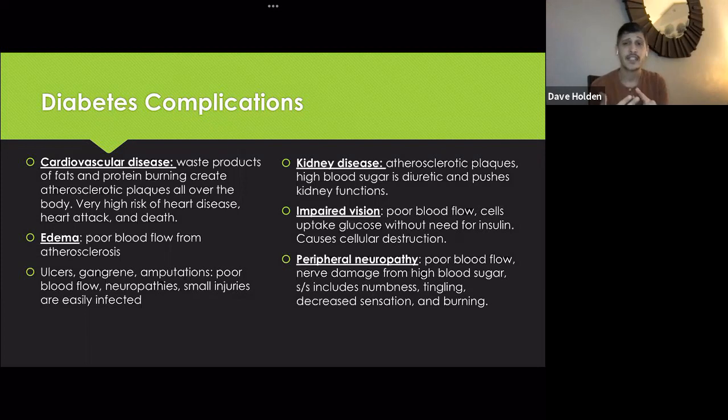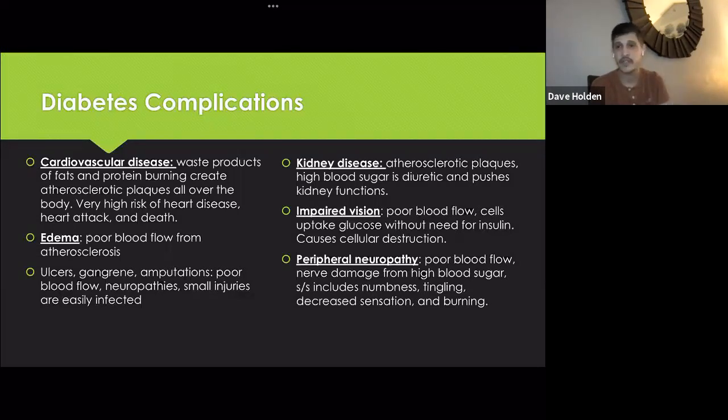We also have extremely delicate blood vessels in the eyes. And again, we'll start to get impaired vision with the poor blood flow. Our cells in the eyes need insulin. And if they can't get their blood sugar, then it causes cellular destruction in the eye. So cause things like macular degeneration. And it's one of the reasons why it's very common for people with late stage diabetes to start to go blind.